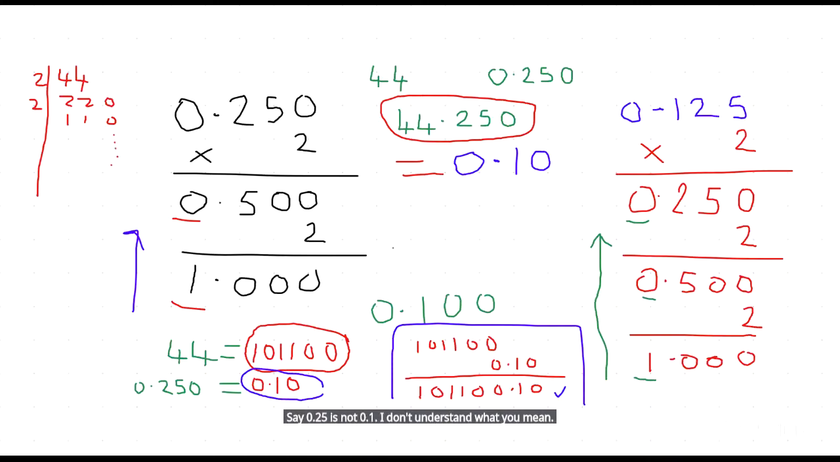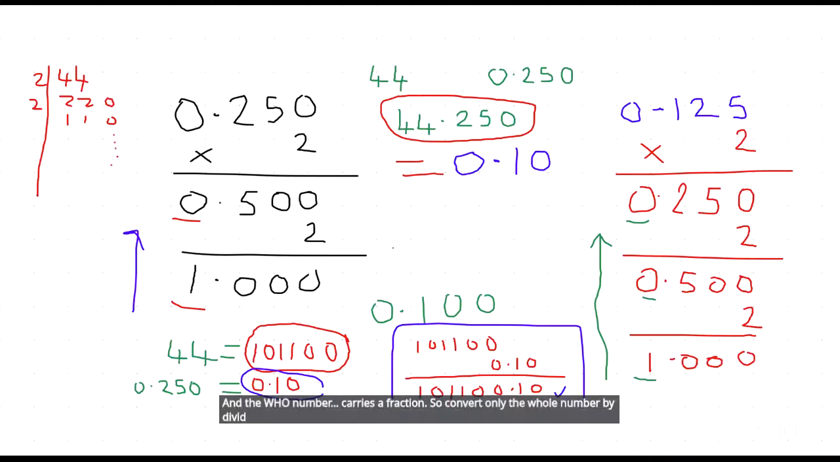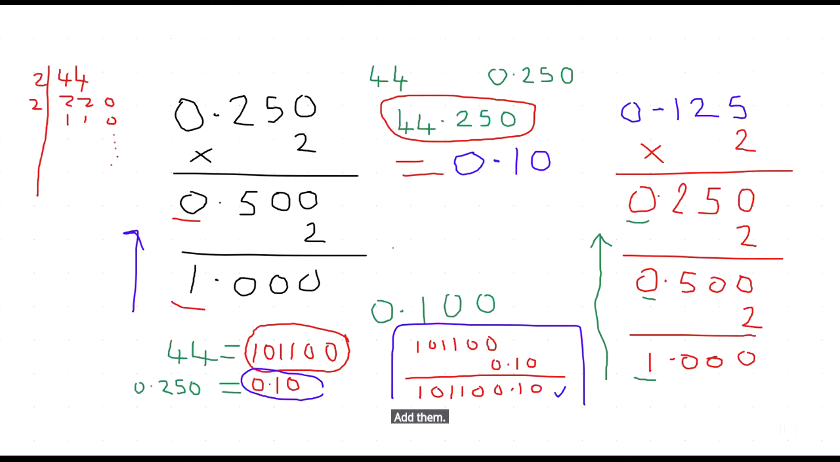Yeah, but then at the end of the day, what are you doing? Even if you are confused, what are you doing? You are converting decimal to binary, and that whole number carries a fraction. So convert only the whole number by dividing by 2 until 0. Then convert the fraction side by multiplying by 2 until 0. And then you add them. Add them, and that's all.